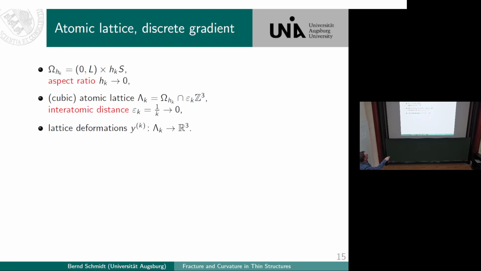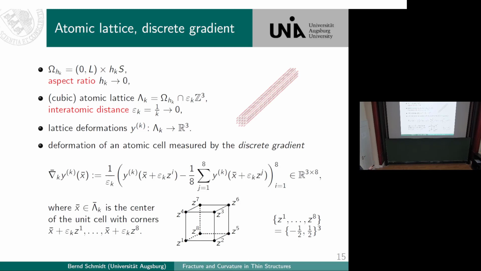And for the sake of simplicity, let me take this as a cubic lattice. So I have a small cubic lattice which sits inside this region, and every atom that sits inside belongs to this rod. And the interatomic distance is epsilon_k. For the sake of simplicity, also in this talk, I will just say it's 1 over k, and k is the parameter that is being set to infinity. So that's not a big issue. Now, what is a deformation? A deformation acts only on this lattice, and to each atom it assigns a new position. To each atom here, it assigns a new position, and that's a lattice deformation.